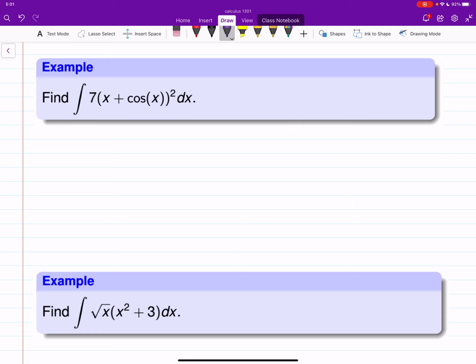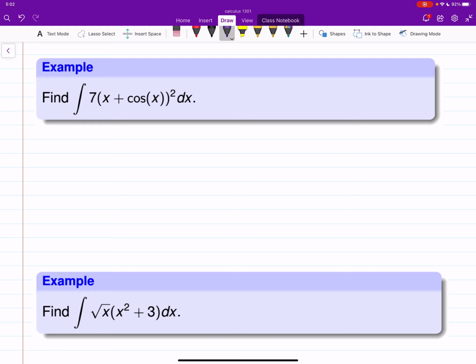Hello everyone. In this video we will go over some examples of integrals in which you have to do simplification first, and if you don't do simplification, the integral seems like something that you cannot find. Let us start with the first one.